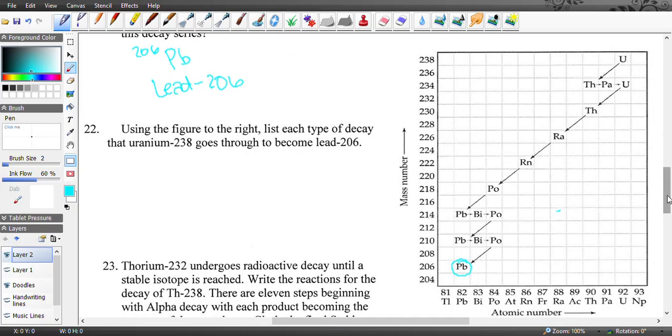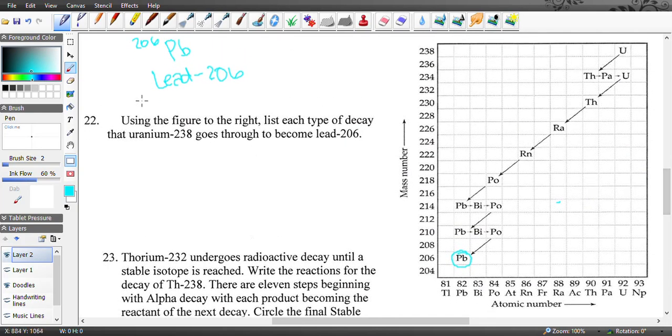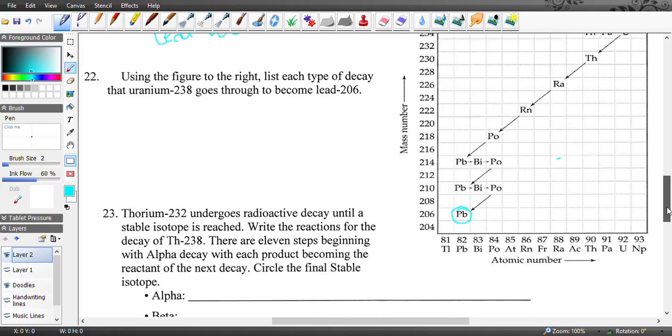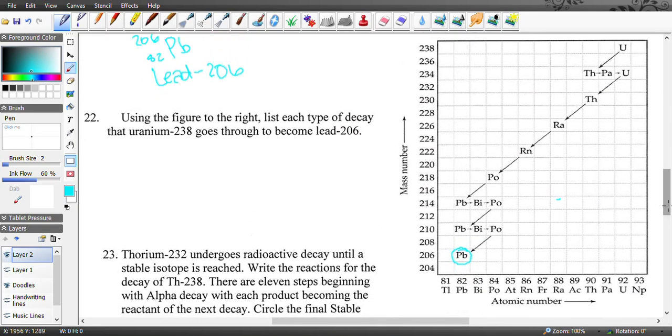Okay. We all know that lead is always going to have 82 protons, right? Okay, so using this, we're going to go through and list all of the decays. So this first one right here, it went from 238 to 234. It's going to be an alpha decay. Sorry for my crummy handwriting. So this one's alpha. So you're just moving along here. If you can see, you're gaining a proton. So that means that's a beta decay, right?